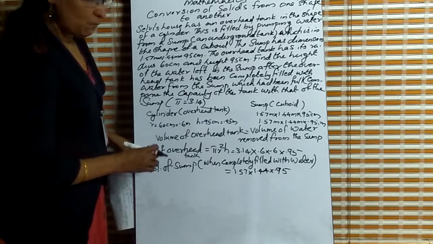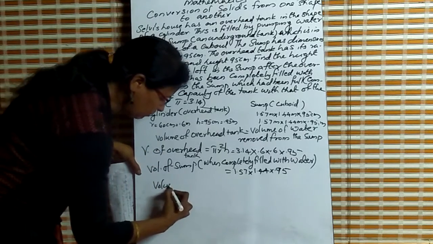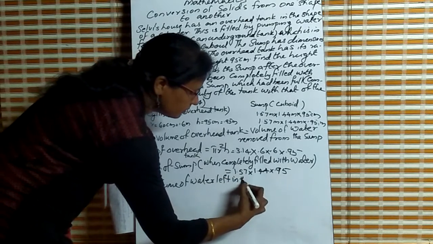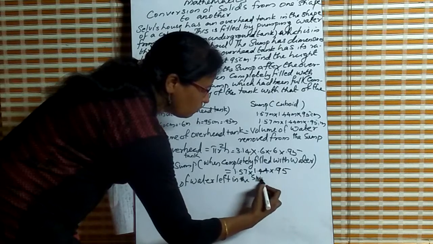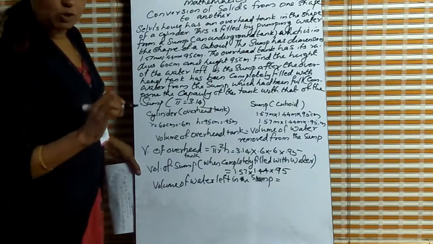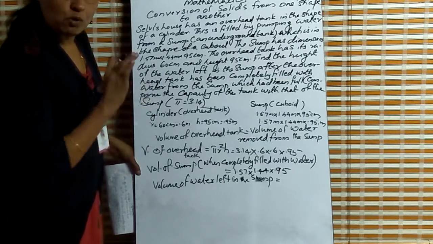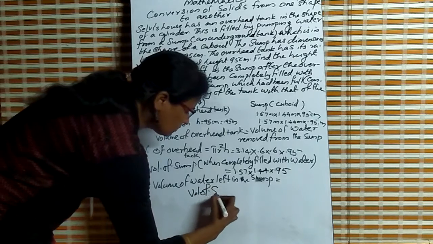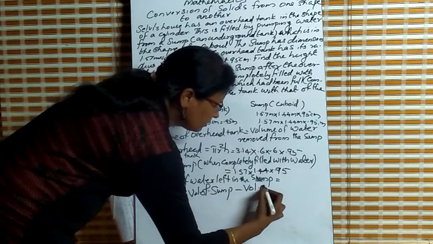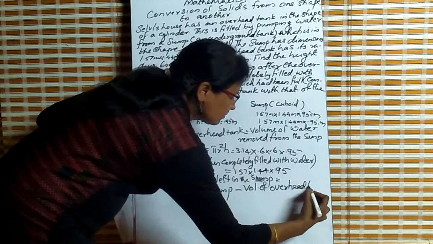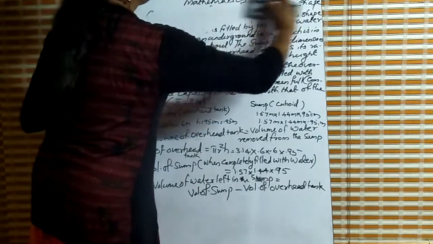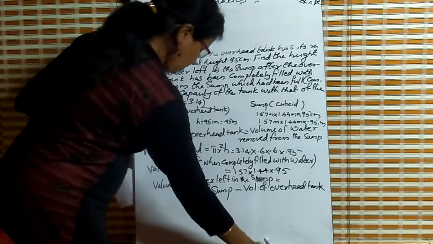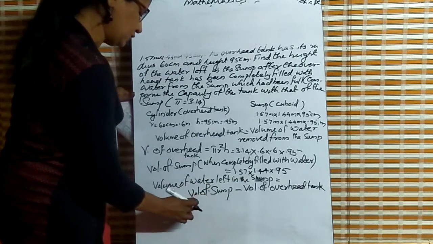Then volume of water left in the sump. Volume of water left in the sump is equal to volume of sump minus volume of overhead tank.